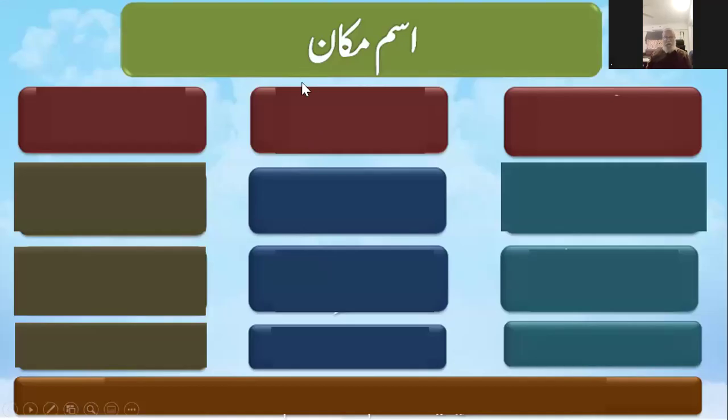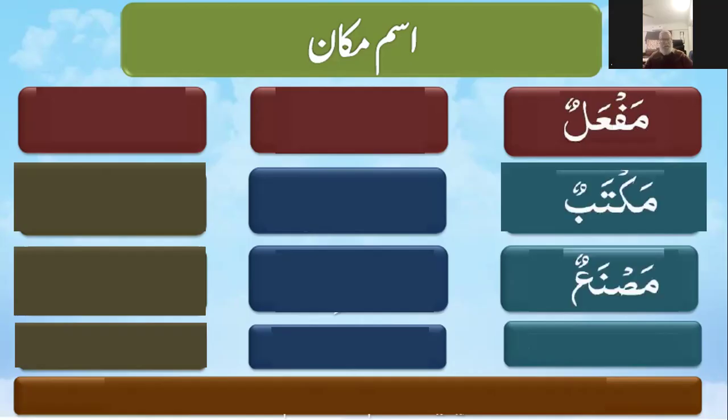Now, isme makan. Any noun which is representing some place is called isme makan. It has three patterns. Maf'alun, the ain kalma has fatha. The example is maktabun, masnaun. Masnaun means the factory, or you can say where things are made, any such building. And the babs which are used for maf'alun are bab nasara, samia, fataha, and karum.